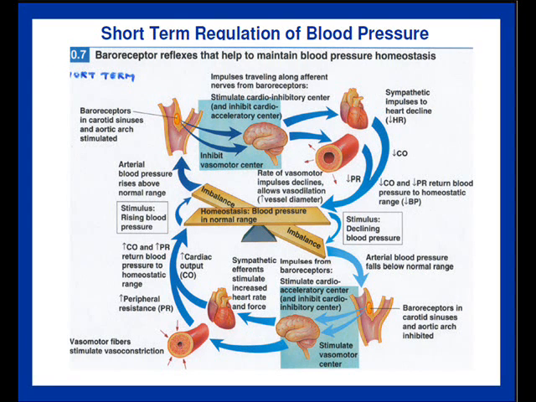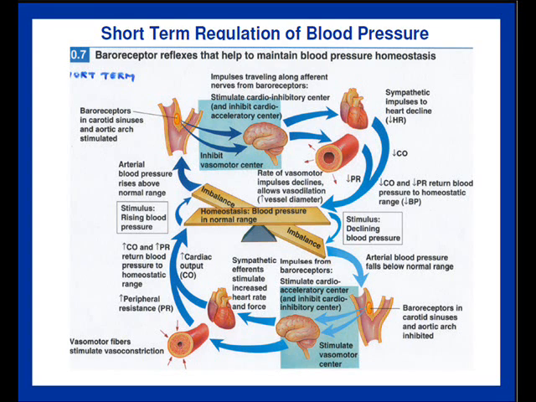We're going to talk about the short-term regulation of blood pressure and the long-term regulation of blood pressure. So, here we have homeostasis, blood pressure in the normal range. What happens if that blood pressure goes out of the normal range? It certainly occurs during exercise. Okay? And then say it goes above. Arterial blood pressure rises above the normal range. What does the body do to bring it back down into the homeostatic range? Well, like we said, we have baroreceptors, carotid sinuses, carotid arteries that are stimulated because of that increase in blood pressure.